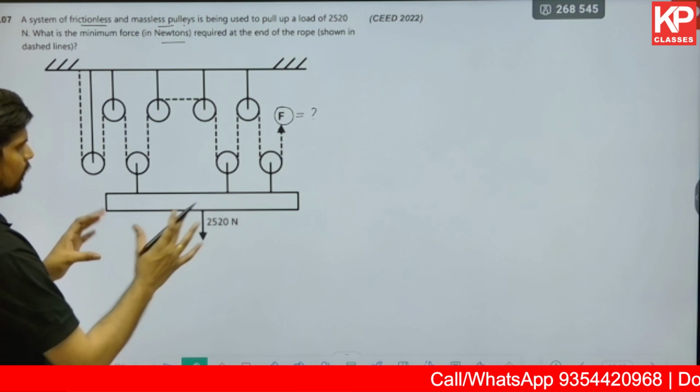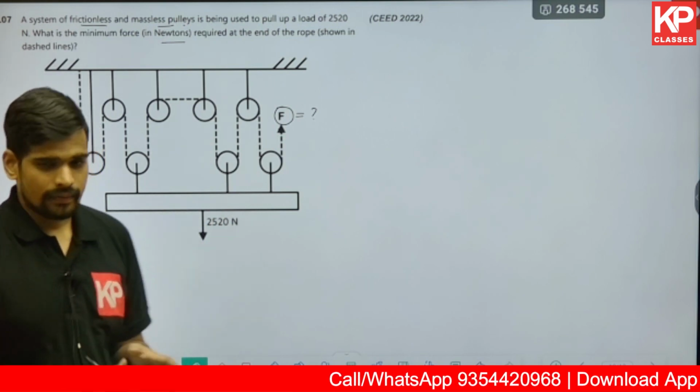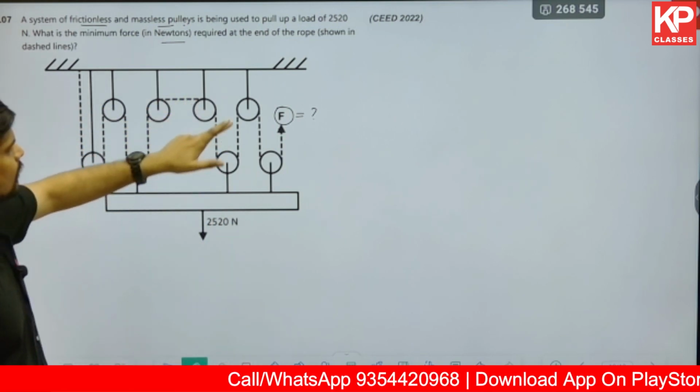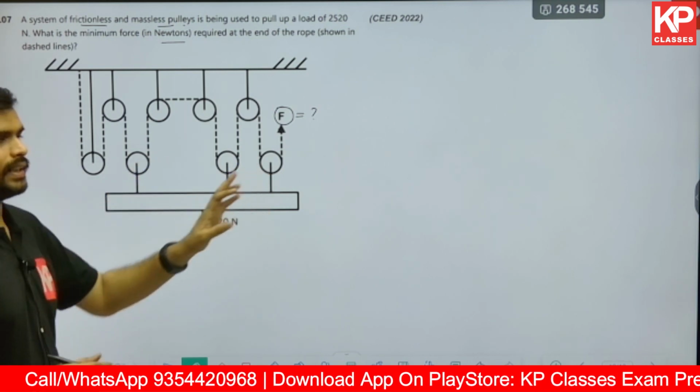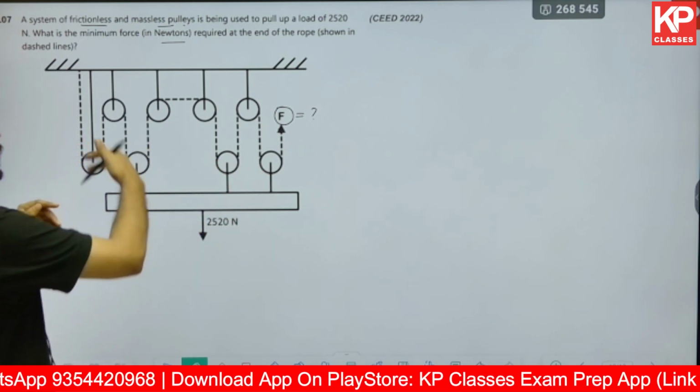So if you observe, how many pulleys are you having overall? 1, 2, 3, 4, 5, 6, 7, 8 pulleys. How many of these are movable pulleys? 1, 2 and 3. These three are movable pulleys. All the others are fixed to the rigid support.